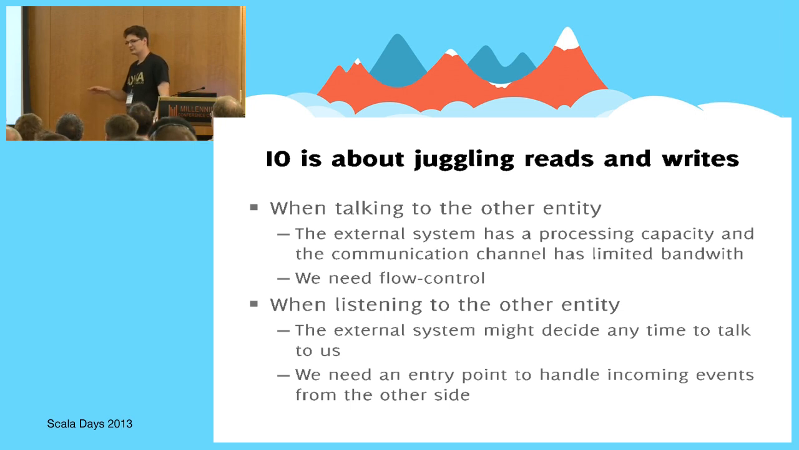Also, it's a bit less understood, but IO is also about juggling reads and writes. Since we have two systems, they are independent. So it can always happen that you have stuff to send, but the other node, the other entity, is just too slow. Either it does not have enough processing power, or the bandwidth of the communication channel between the two entities is too narrow. Then you have to handle the case when you are faster than the receiver.